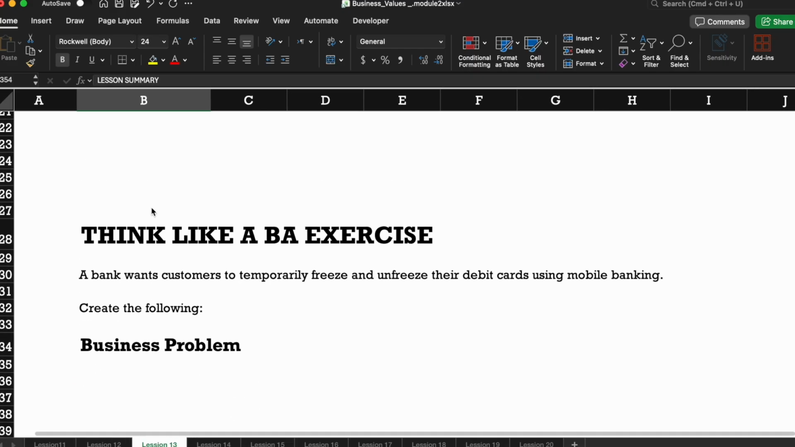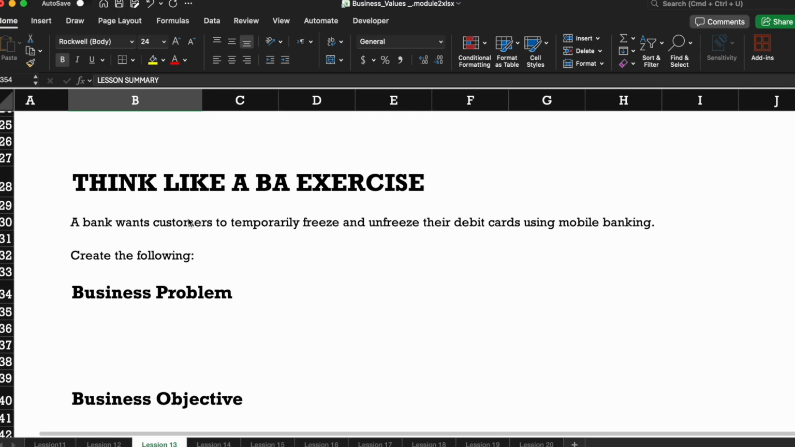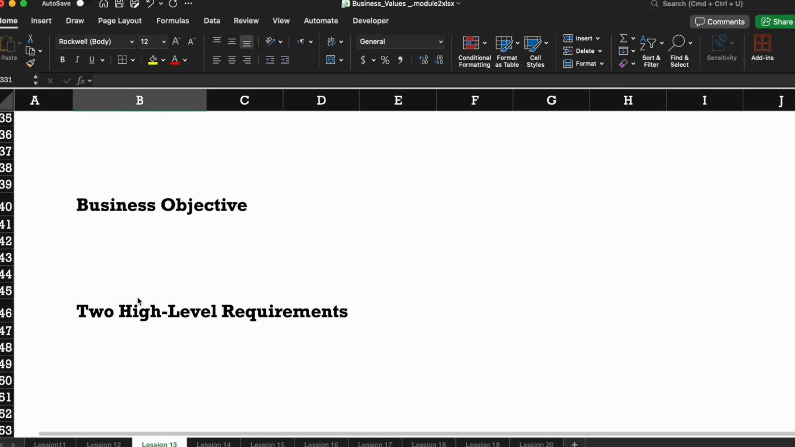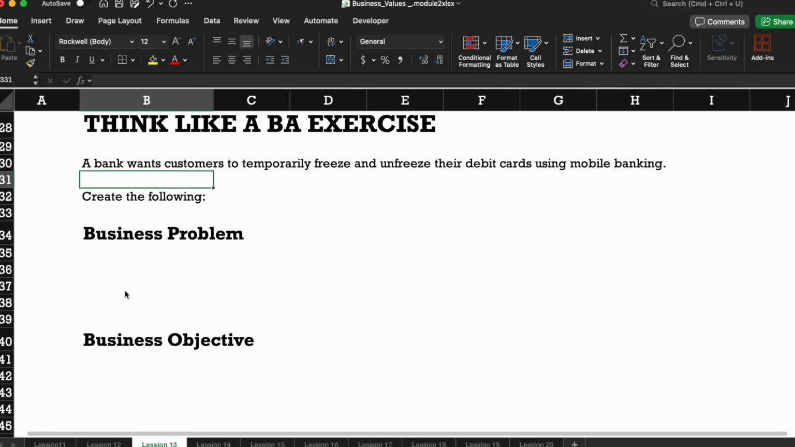So you can create multiple BRDs, get multiple scenarios here. You can Google it and you can get multiple scenarios based on the domain you are going to work, and keep on working on this exercise, okay, these four, until you get used to how to write a BRD.